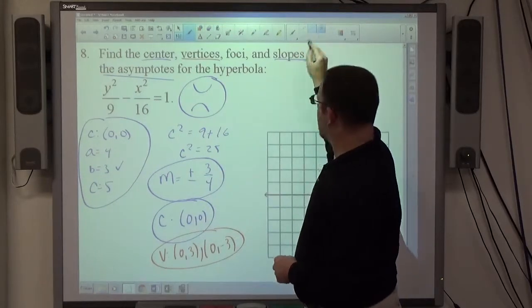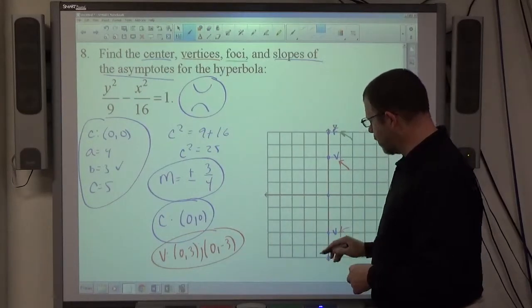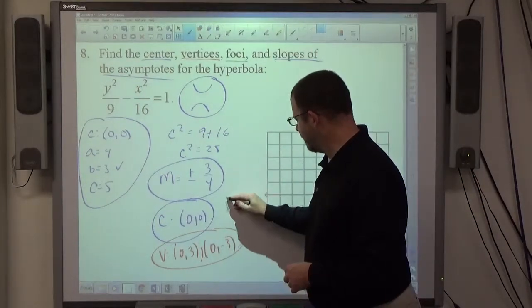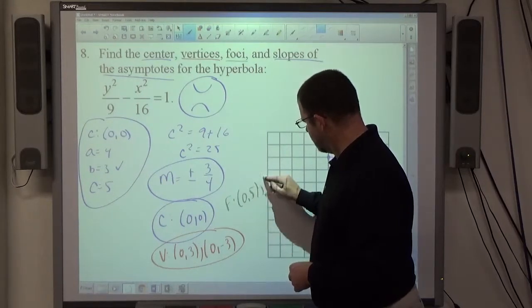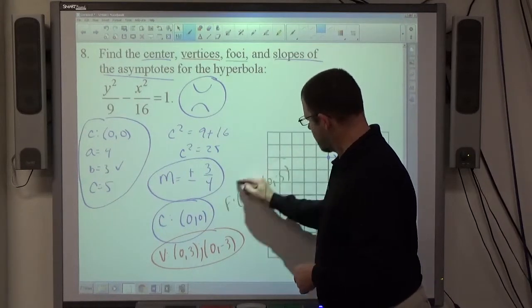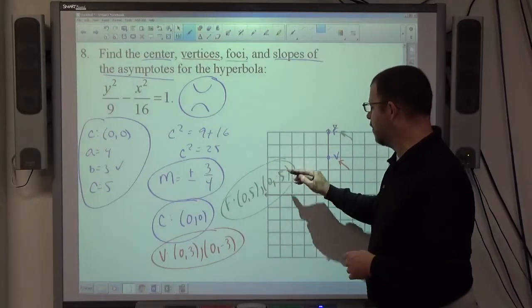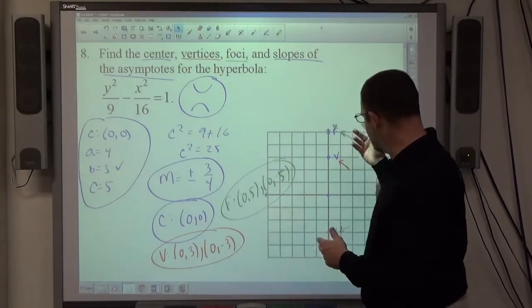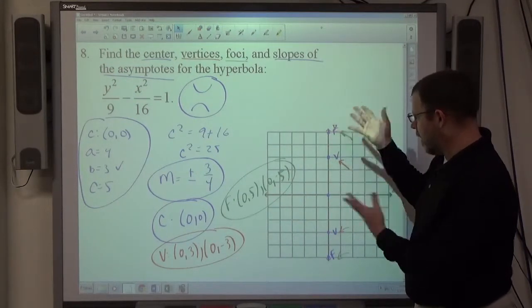And as far as focal points are concerned, this point's coordinates are going to be 0, 5, and 0, negative 5. I didn't have to plot them to get all the information, but sometimes if we plot them, it's easier to identify the answers we're looking for. So by having them plotted, I can just look and say, what coordinate is that, 0, 5, that kind of thing.